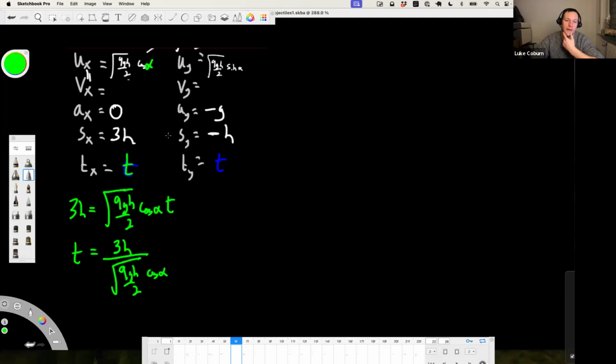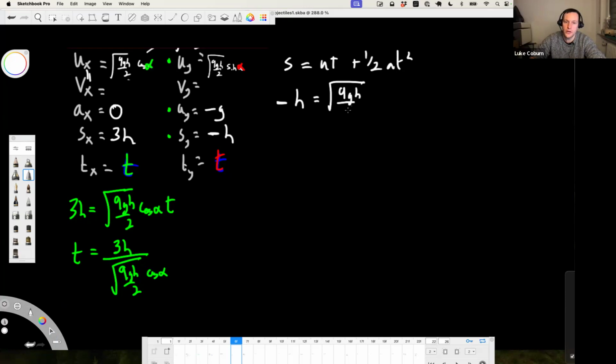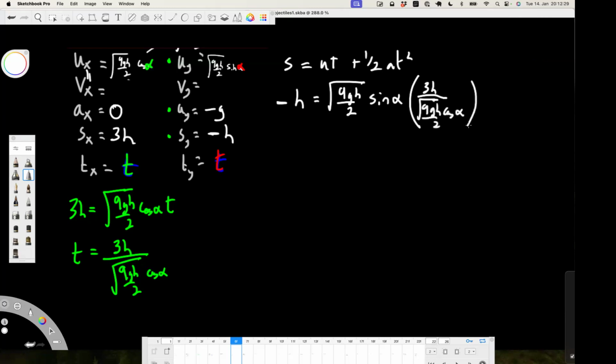So from the second one, what do we have? We have the S, we have the U, we have the A, and the thing we don't know, again, is the T. So these are the unknowns again, okay? So here I can go over and write out, now watch this, S is equal to UT plus a half AT squared. So minus H is equal to the square root of 9GH over 2 sine alpha times T, and T is 3H over the square root of 9GH over 2 cos alpha.